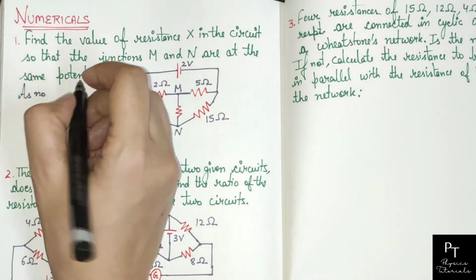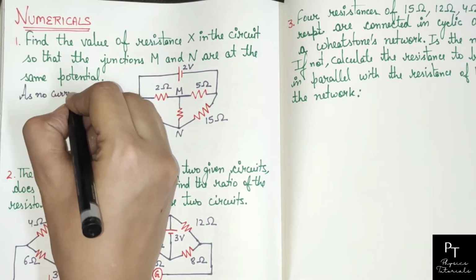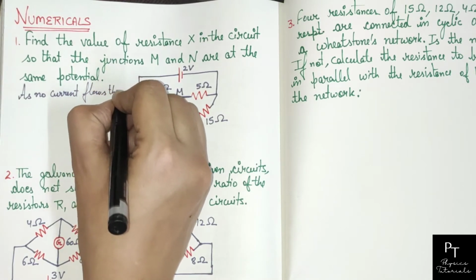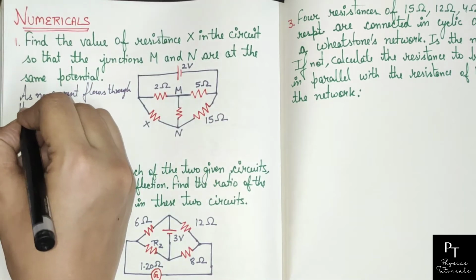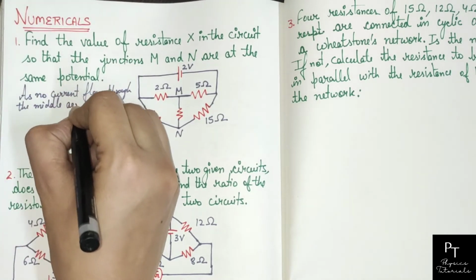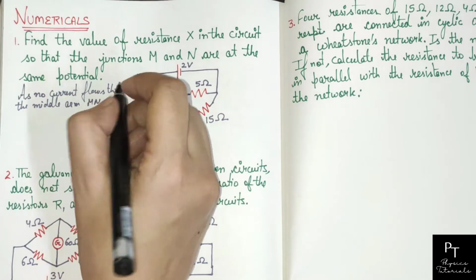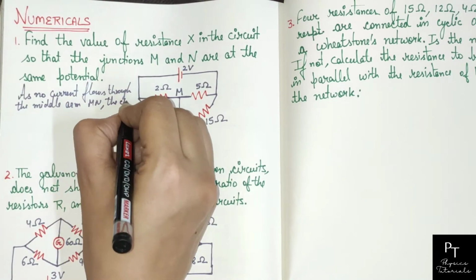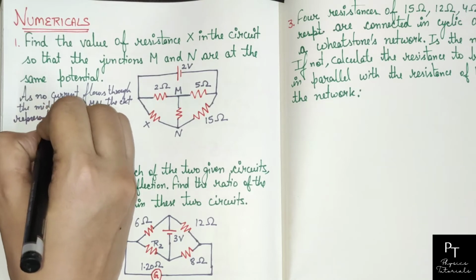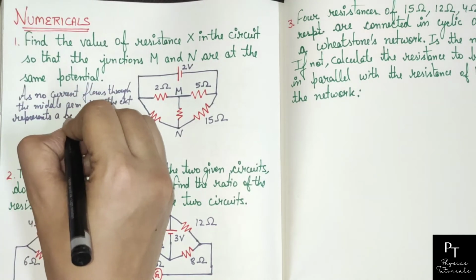As no current flows through the middle arm MN, so the circuit represents a balanced Wheatstone bridge.